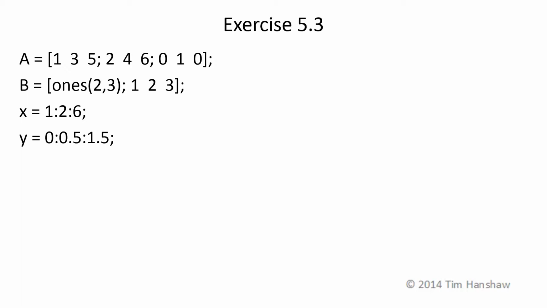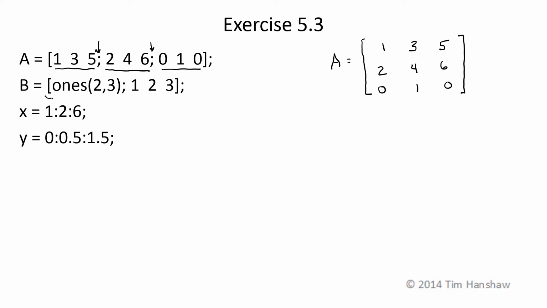We start out with the arrays A, B, X, and Y defined in the workspace. First thing I'm going to do is write these in a little bit more friendly format. So A, the first row of A is 1, 3, 5. A semicolon moves us to the next row, which is 2, 4, 6. A semicolon moves us to the third row. Our final row is 0, 1, 0.